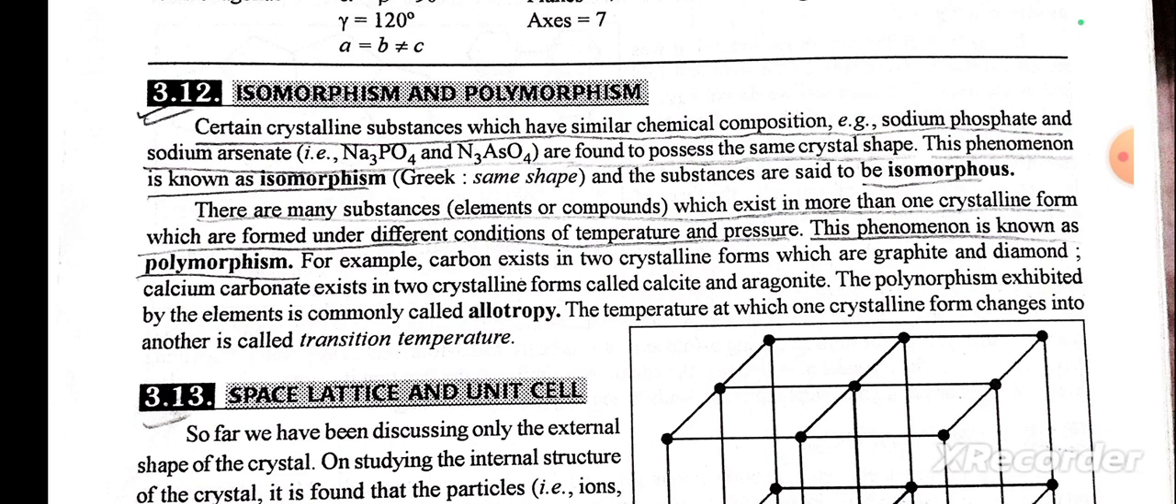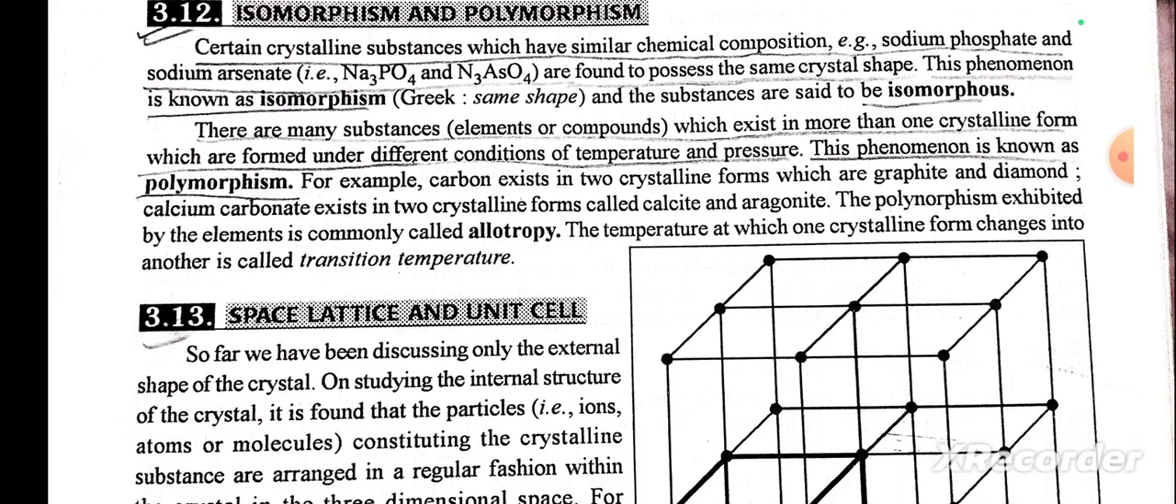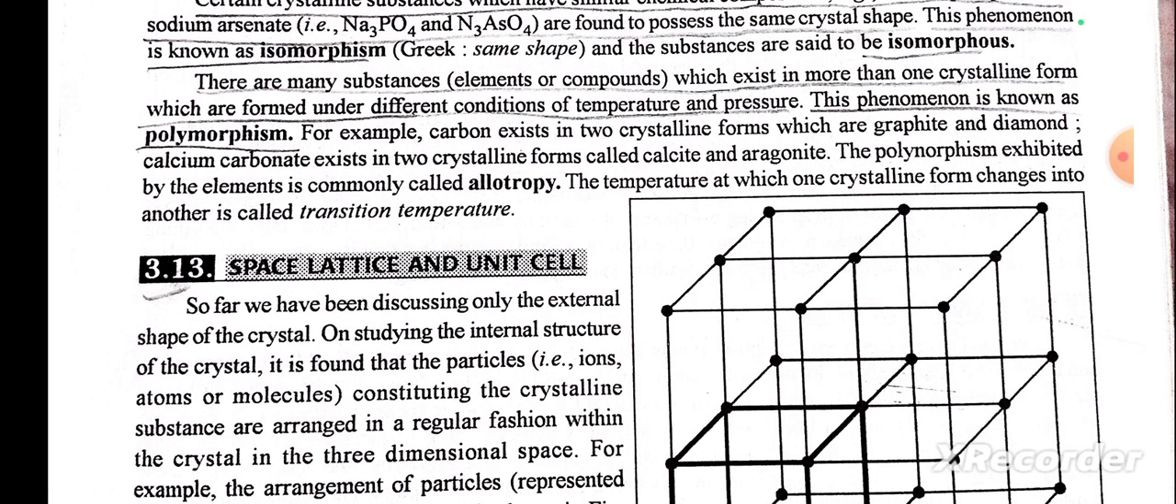There are many substances which exist in more than one crystal form, which are found under different conditions of temperature and pressure. This phenomenon is called polymorphism. For example, carbon in crystalline form exists as graphite and diamond. Calcium carbonate exists in two crystalline forms called calcite and aragonite.